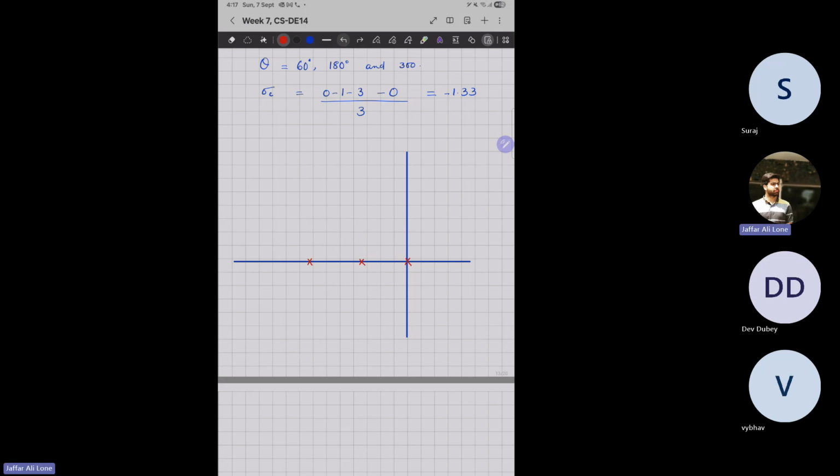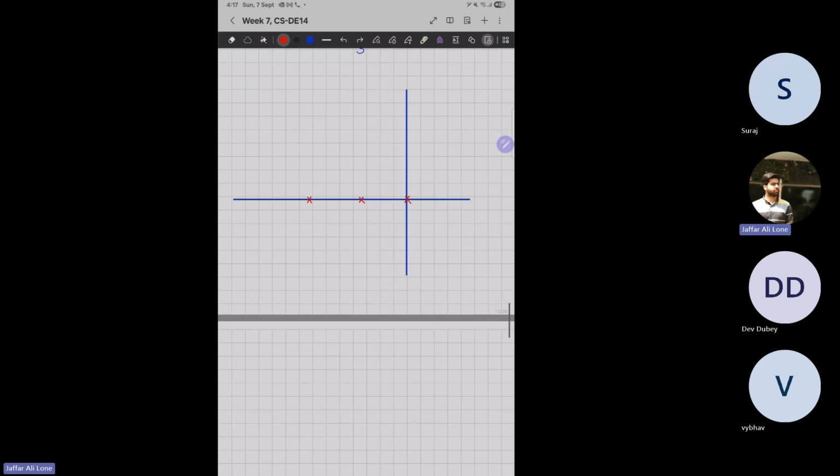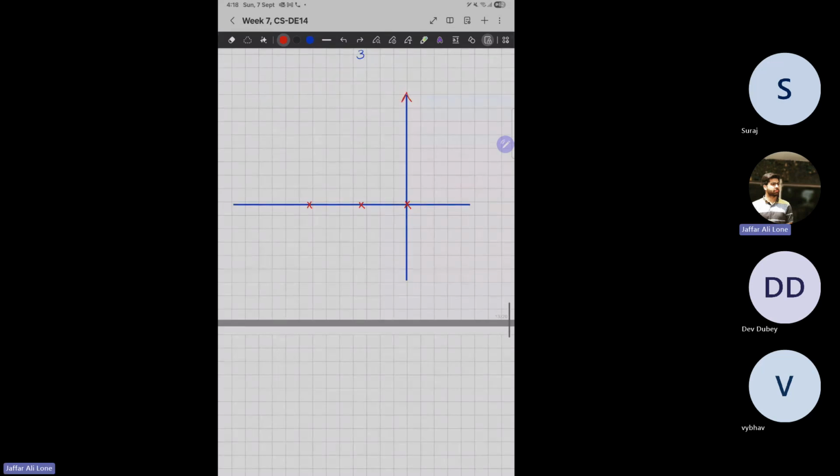Now, see, the valid part of root locus lies between two poles. It means there has to be a breakaway point. So let's find this breakaway point first. So how do we find this breakaway point? We just find the expression for k.